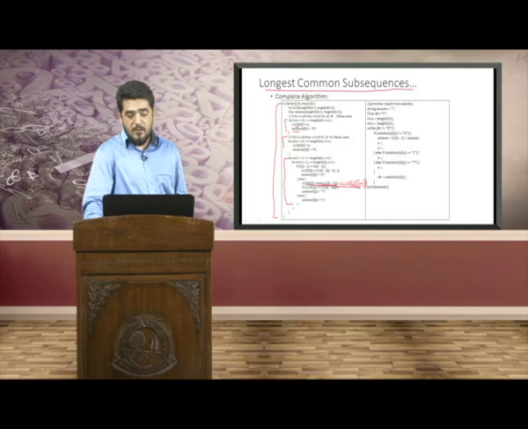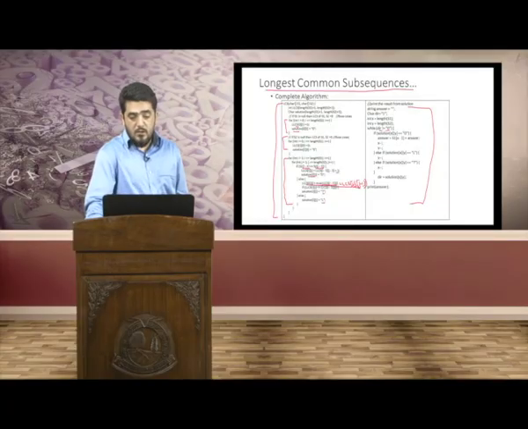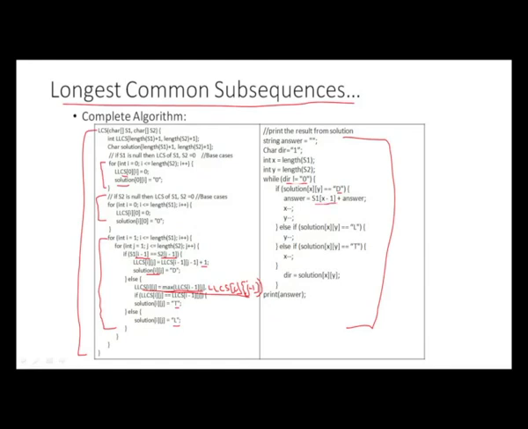So, in case dir is 0, we just stop. In case it is not, starting from the last cell, we are using two indices x and y to generate our solution. If the solution of x comma y is equal to D, then we add the character pointed by x minus 1 to our answer, and we decrement both x and y. In case it is left, it means y needs to be decremented. In case it is T, x needs to be decremented, and so on and so forth.